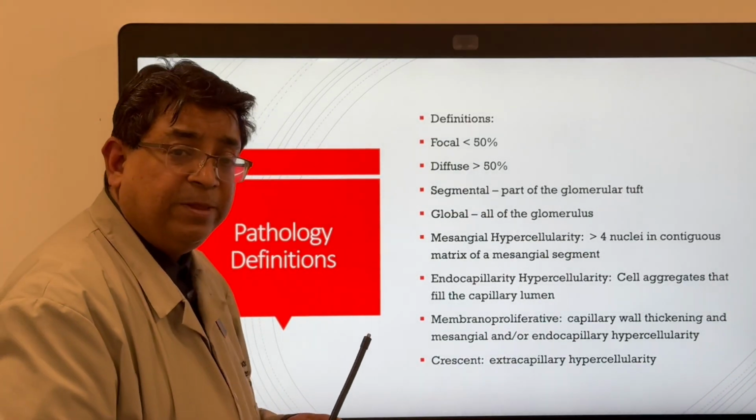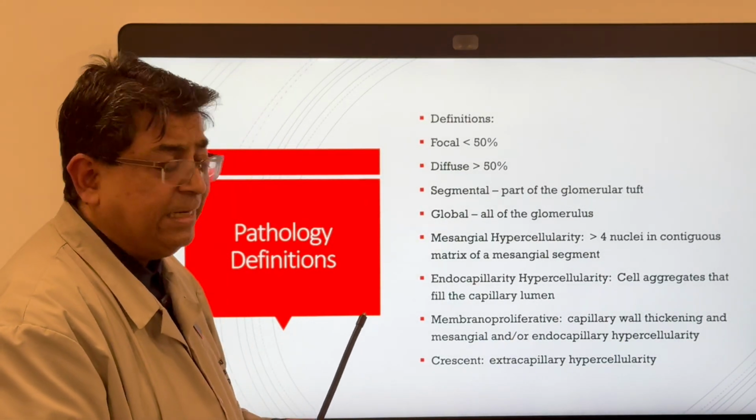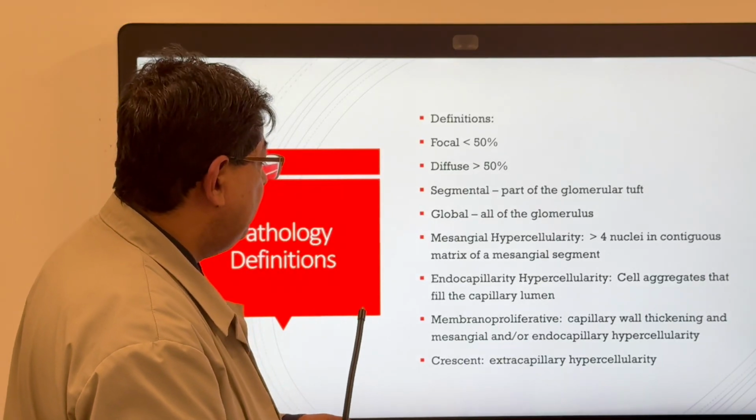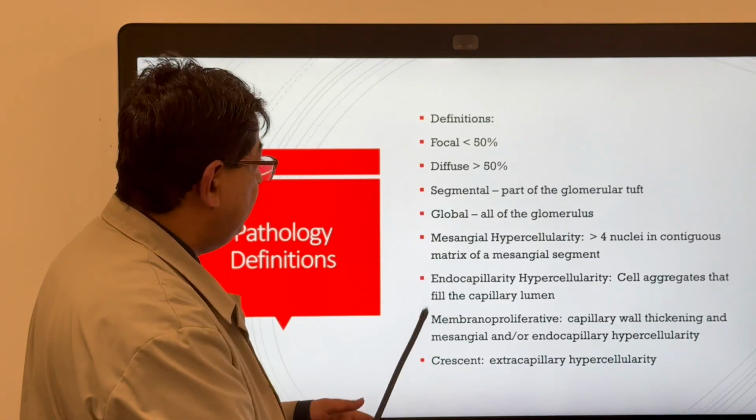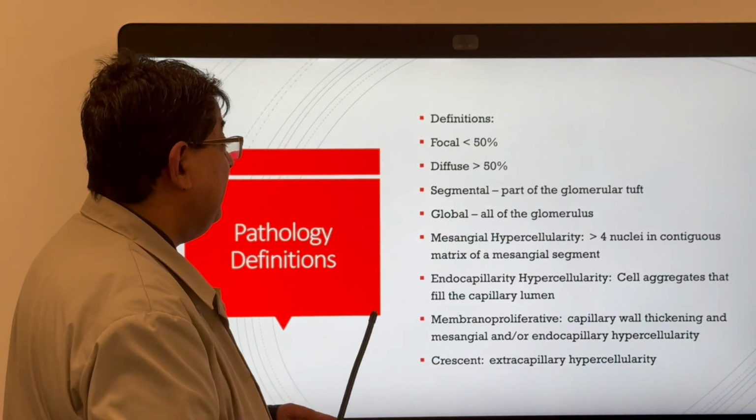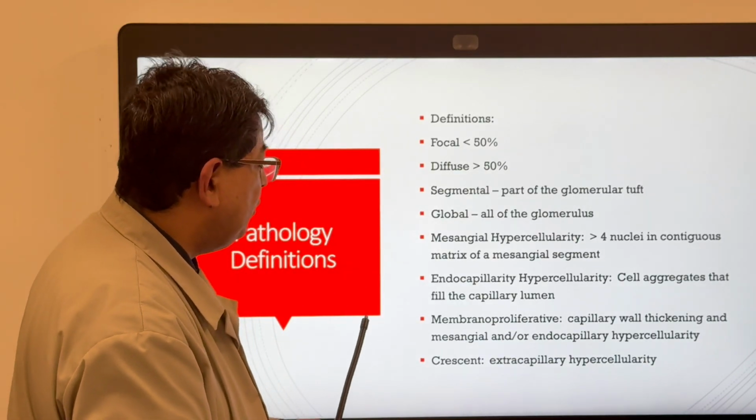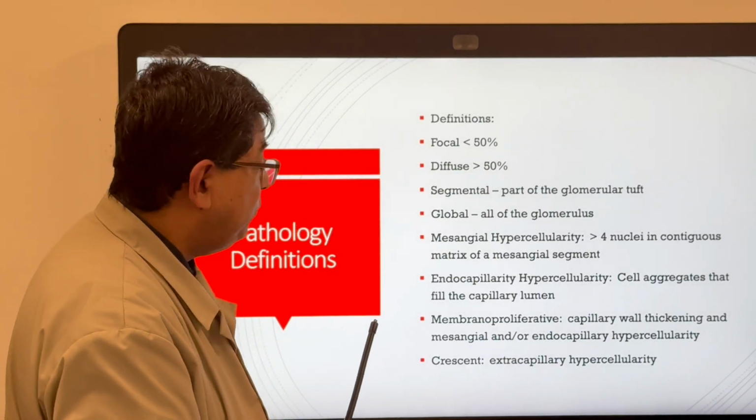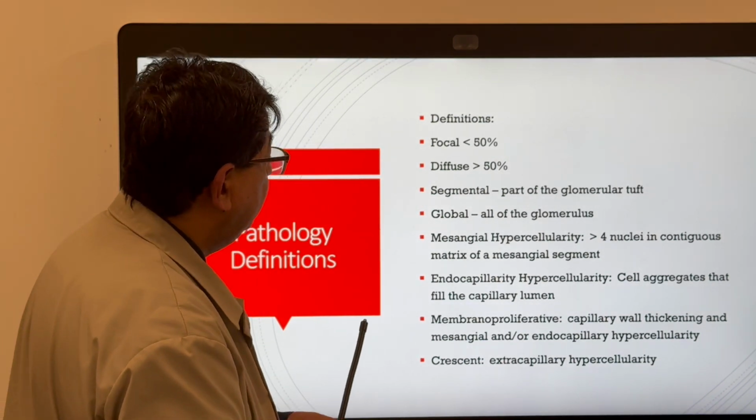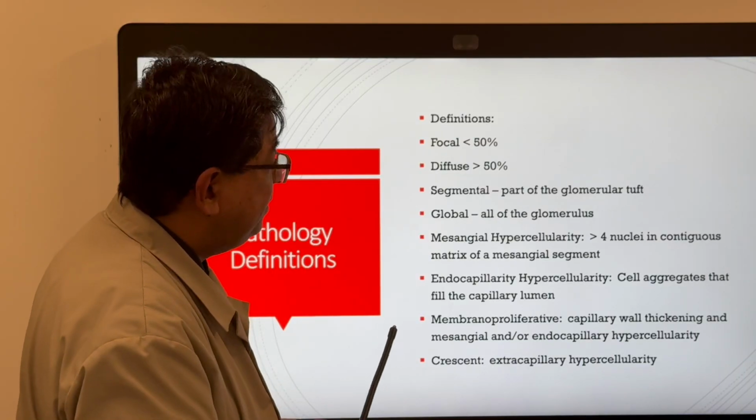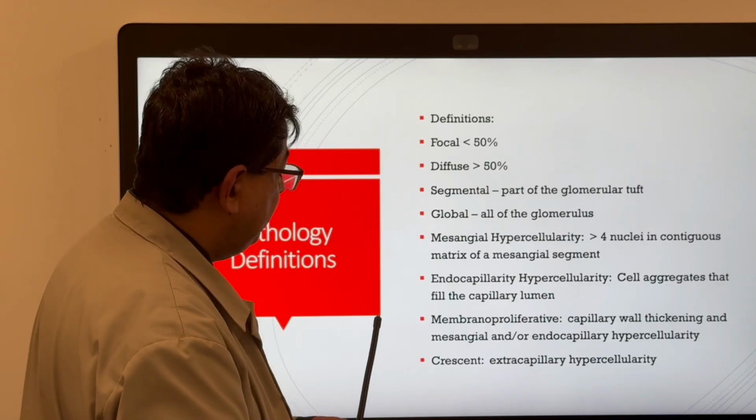So let's talk about pathology. Pathology, a lot of people are afraid of it, but it's actually not that difficult. When you read the pathology report, you're going to see all of these terms. Focal implies that less than 50% of the glomeruli are inflamed. And we'll talk about what inflammation actually means. Diffuse implies greater than 50% inflammation. Segmental means that only part of the glomerular tuft is involved. And global means all of the glomerulus is involved.